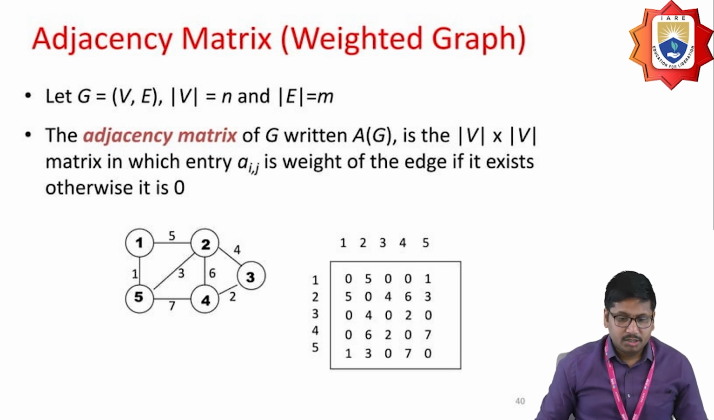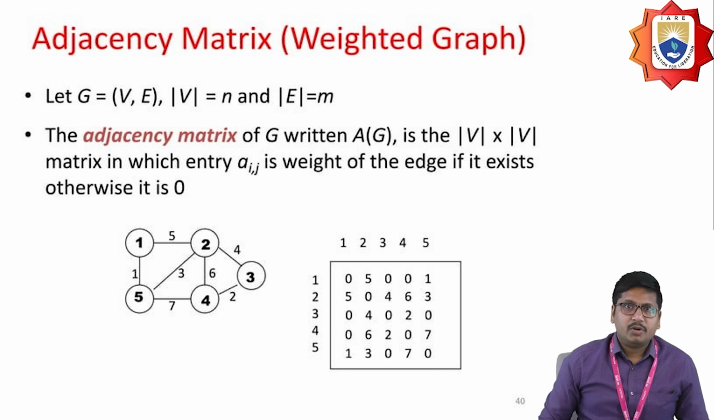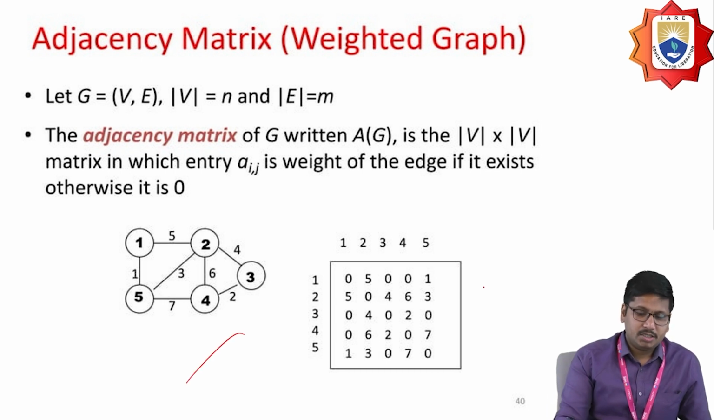So what is this adjacency matrix? It is a matrix where we represent zeros and ones, whereas in the case of a weighted adjacency matrix, we represent the weights between them. So whatever edge weight I have there, that should be 5. And similarly, what is the edge weight from 2 to 3? From 2 to 3, the edge weight should be 4. And from 5 to 4, it should be 7.